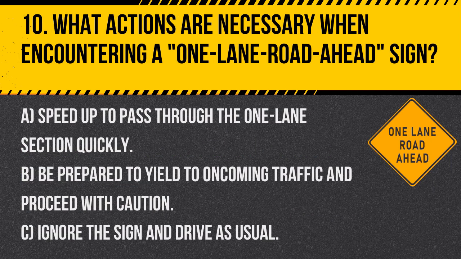Question 10. What actions are necessary when encountering a one-lane road ahead sign? A. Speed up to pass through the one-lane section quickly. B. Be prepared to yield to oncoming traffic and proceed with caution. C. Ignore the sign and drive as usual.